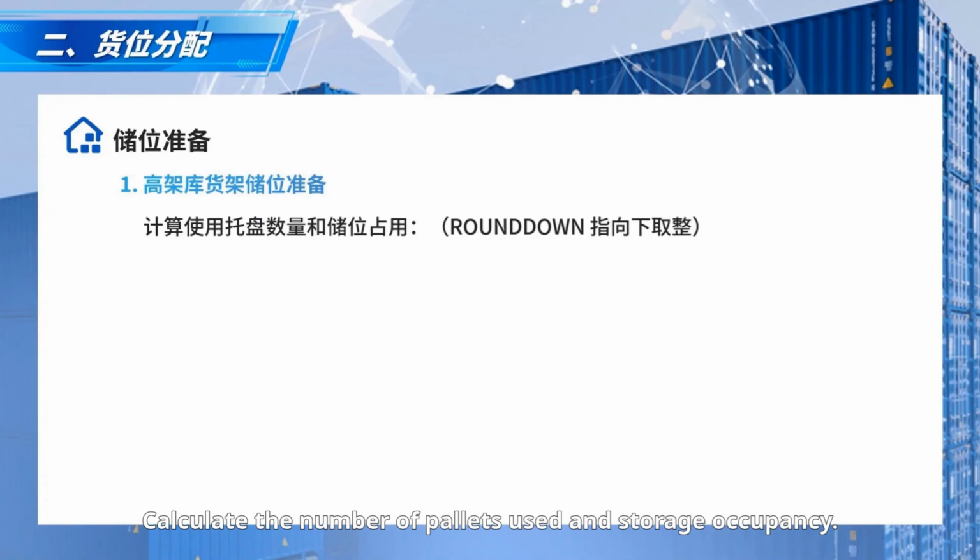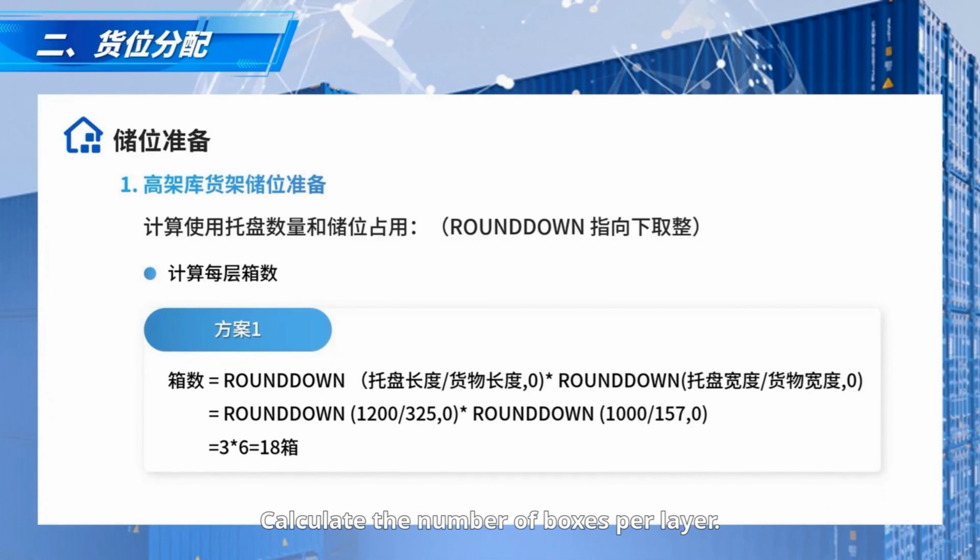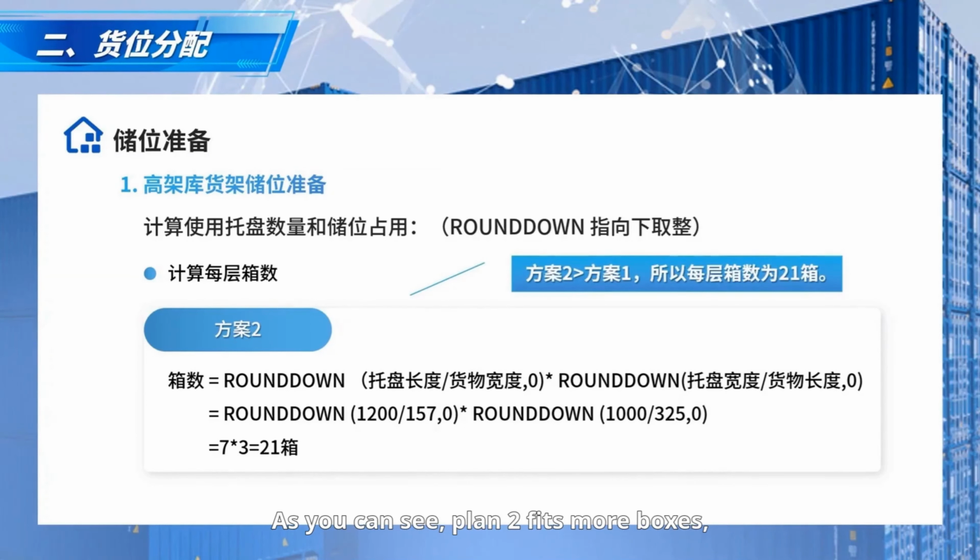Calculate the number of pallets used and storage occupancy. You need to round down here. Step 1, calculate the number of boxes per layer. Plan 1, item long edge to pallet long edge, allowing 18 boxes. Plan 2, item short edge to pallet long edge, allowing a maximum of 21 boxes. As you can see, Plan 2 fits more boxes, so we choose Plan 2.